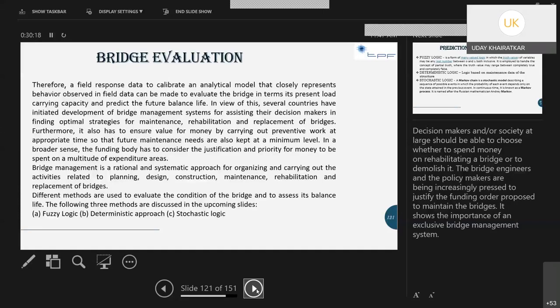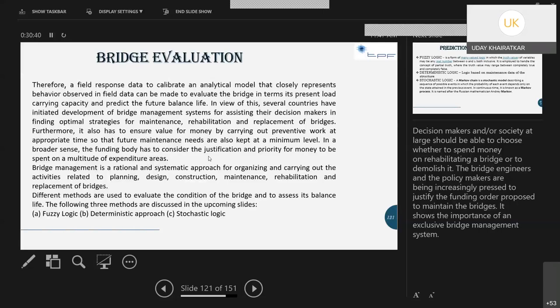In view of this, several countries have initiated development of bridge management systems for assisting their decision makers in finding optimal strategies for maintenance, rehabilitation and replacement of bridges. Furthermore, it has also to be ensured that money is saved by carrying out preventive measures at the appropriate time, so the future maintenance of bridges is also kept at a minimum level.